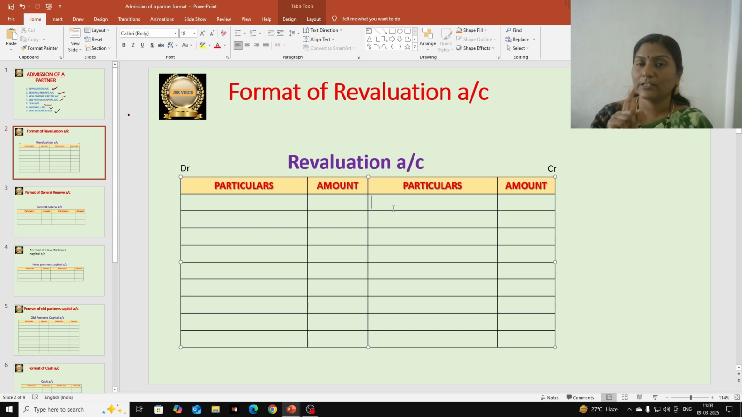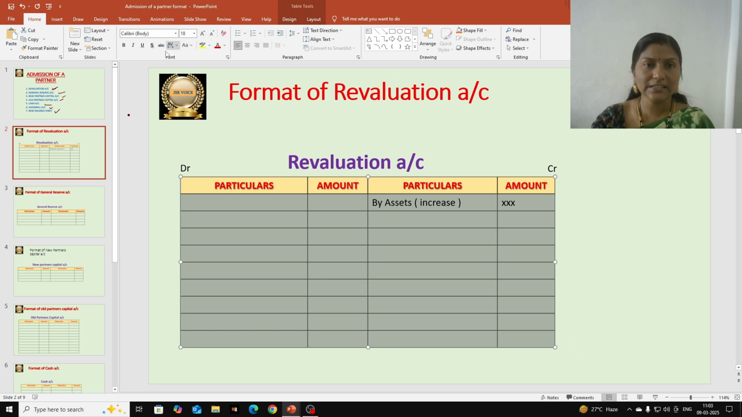Remember one point: if an asset increases, we will write it in the revaluation account on the credit side. Revaluation means we are valuing again. What are we valuing? Assets and liabilities. So we write on the credit side: by assets, in brackets I am mentioning increase. If an asset is increasing, we are going to write on the credit side. In the amount column we write XXX. Remember that point, we write on the credit side.